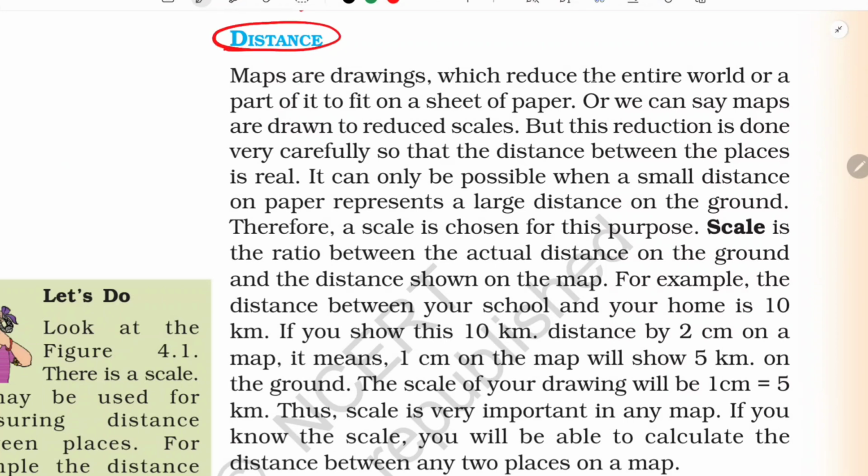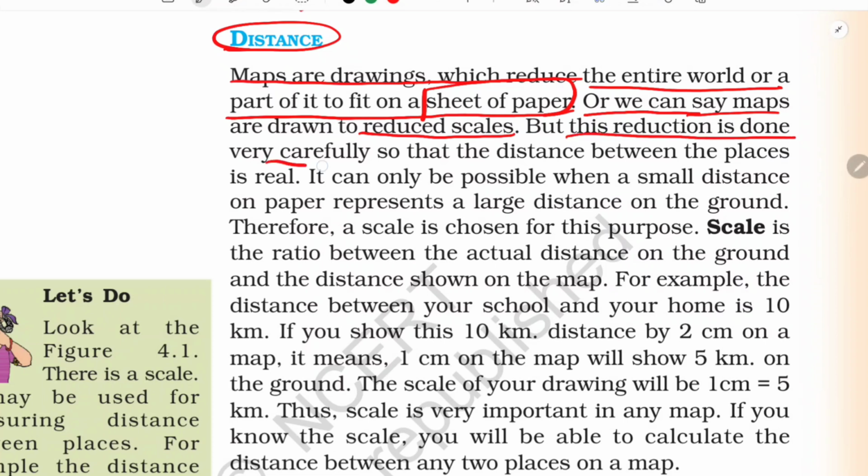Maps are drawings which reduce the entire world or a part of it to fit on sheets of paper. See, maps are such drawings where we reduce the entire world or a part of it and draw it onto a sheet of paper, for our convenience. And we can say maps are drawn to reduced scales as well. Because you cannot draw the actual distance on a paper, isn't it? So you have to reduce the scales. How are they going to reduce? Let us see. But this reduction is done very carefully so that the distance between the places is real.